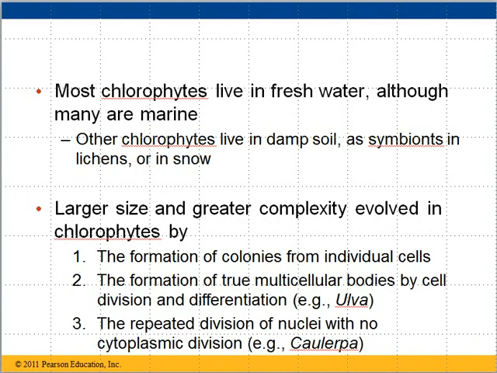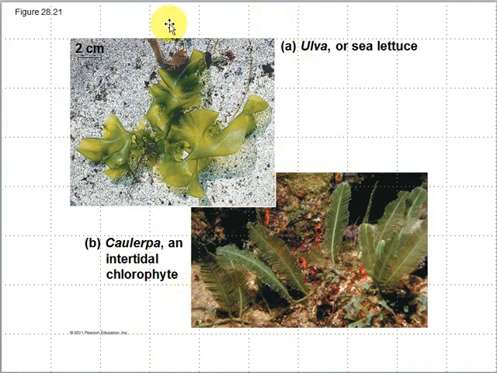The other way that chlorophytes have developed larger size and complexity is by the formation of multicellular bodies by cell division and differentiation. So this would be more like a true multicellular creature, and that would be like the sea lettuce that you see here, the ulva. So it is made up of multiple cells, and some of those cells are differentiated.